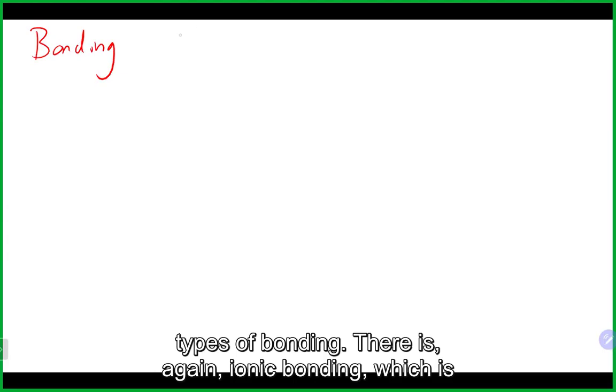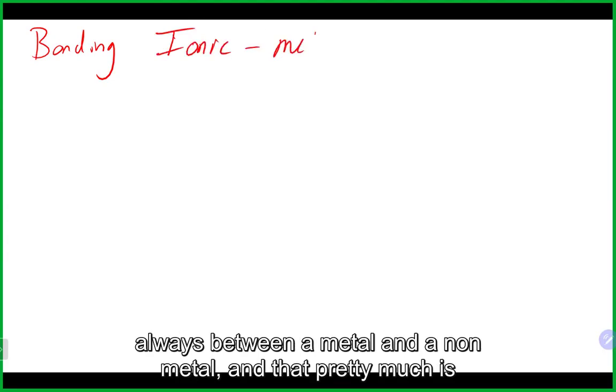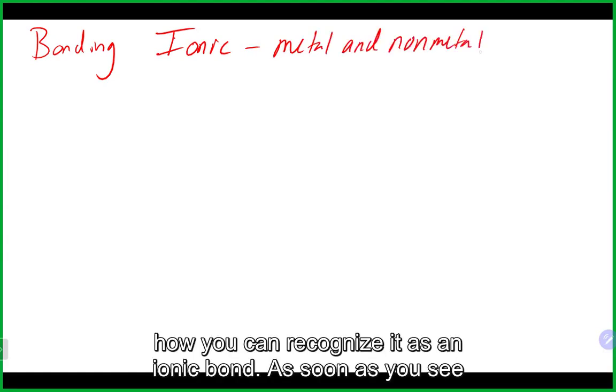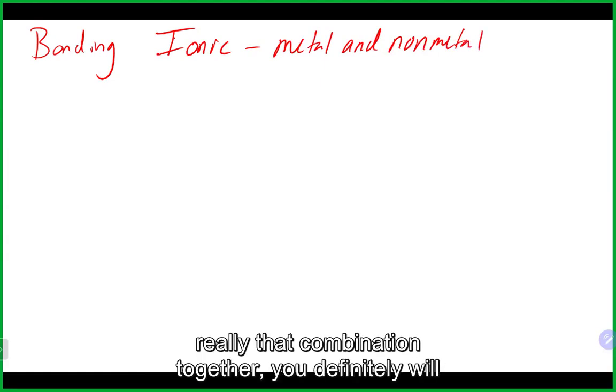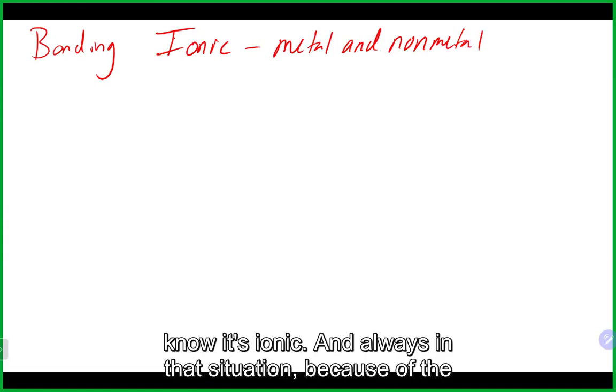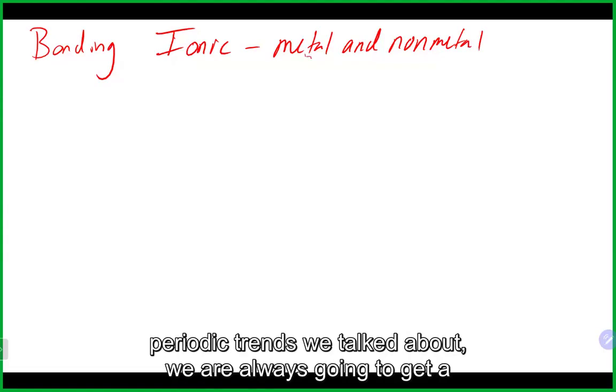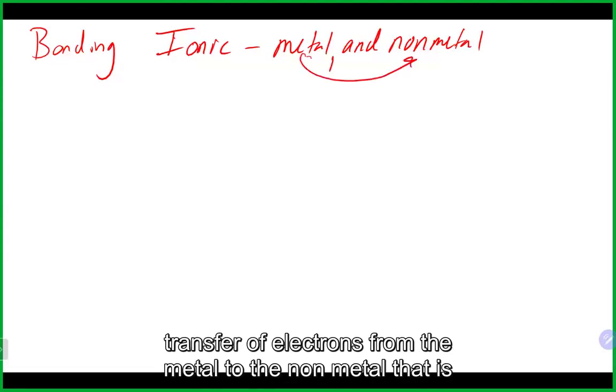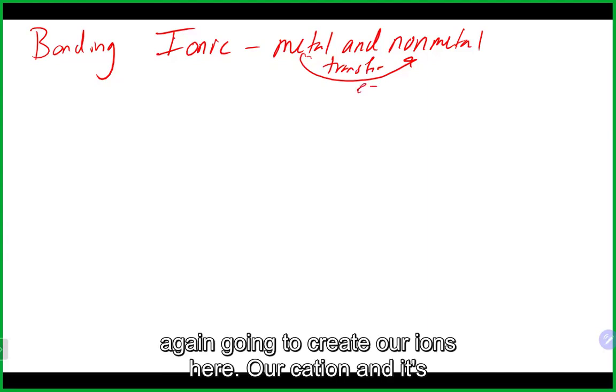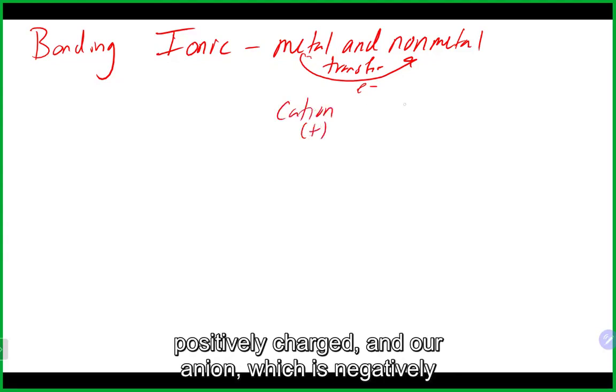There is, again, ionic bonding, which is always between a metal and a non-metal. And that pretty much is how you can recognize that it's an ionic bond. As soon as you see that combination together, you definitely will know it's ionic. And always in that situation, because of those periodic trends we talked about, we are always going to get a transfer of electrons from the metal to the non-metal. That is, again, going to create our ions here.